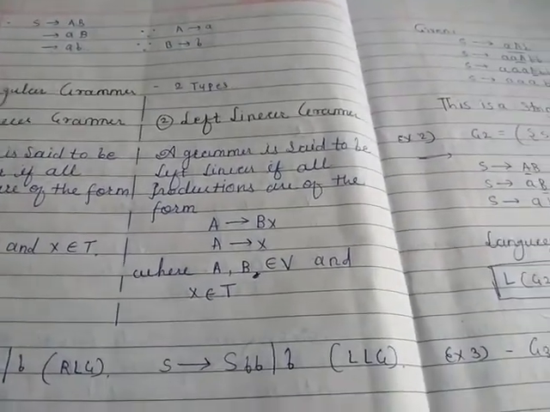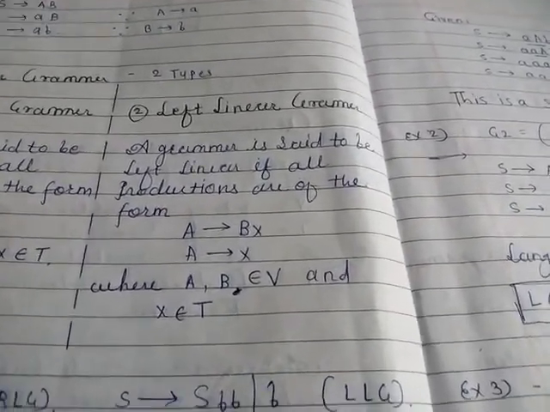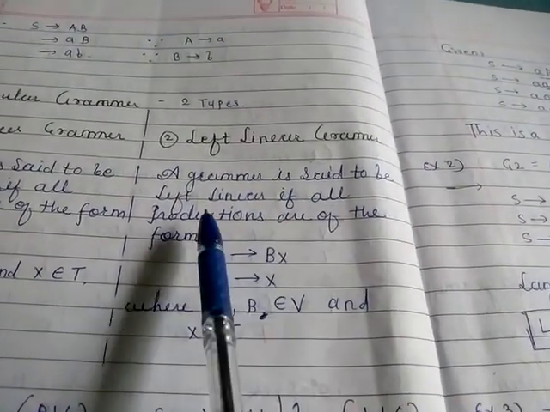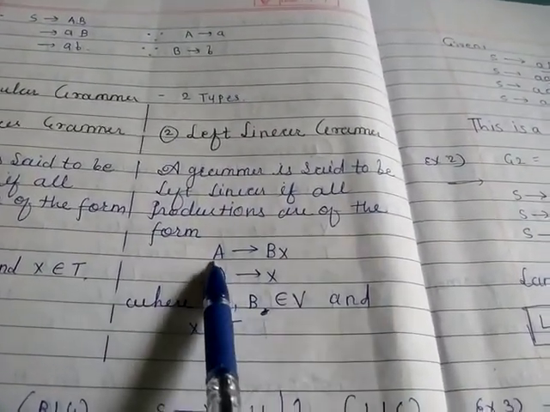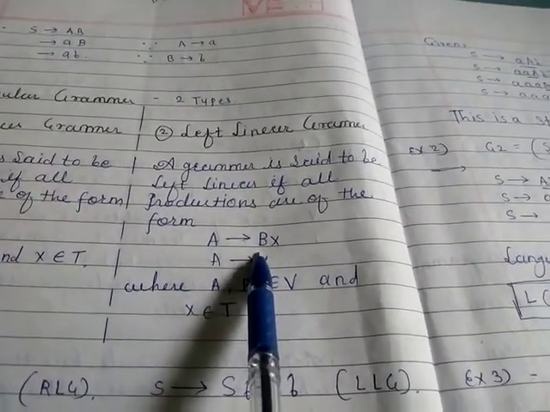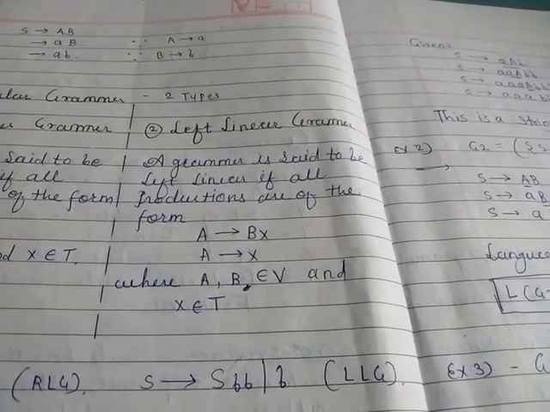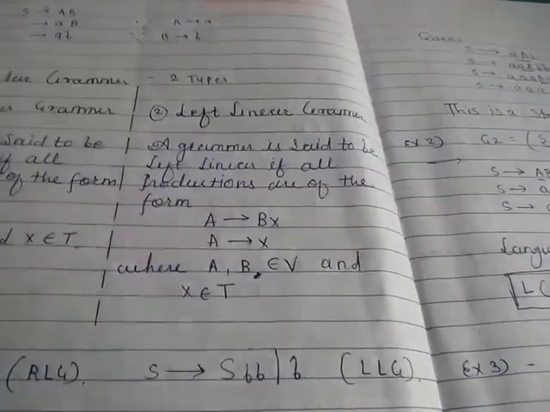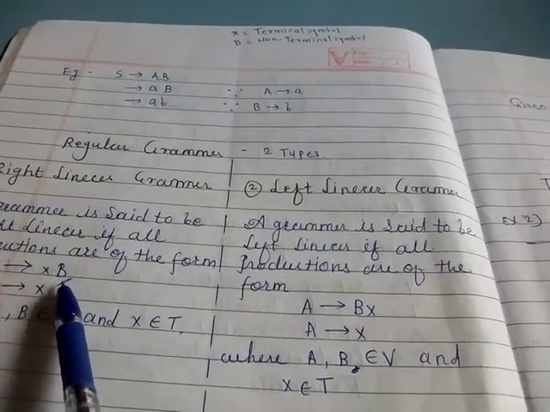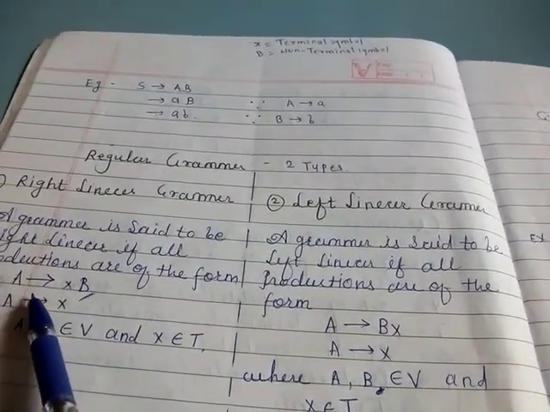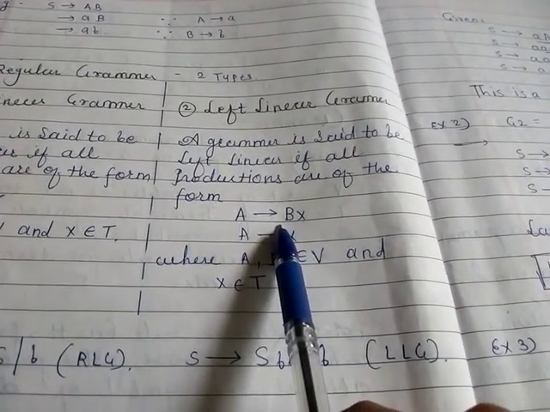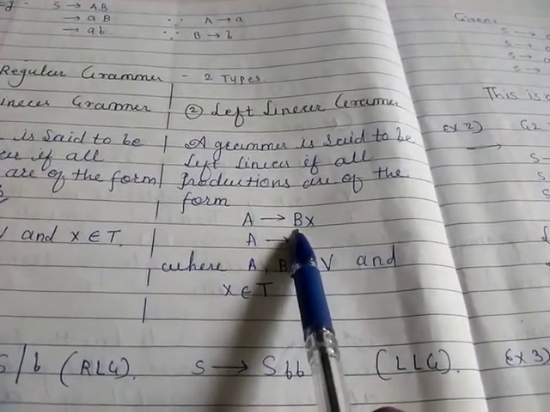Next is the left linear grammar. A grammar is said to be left linear if all productions are in the form of A tends to capital B X. That is, the non-terminal symbol is always at the left side. So that type of grammar is known as the left linear grammar. In right linear grammar, the non-terminal symbol is present at the right side of a production rule, and in left linear grammar, the non-terminal symbol is always present at the left side of a production rule.